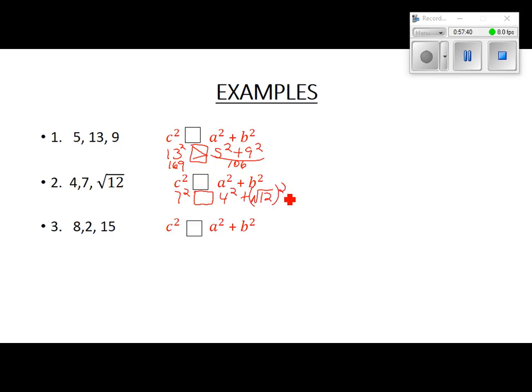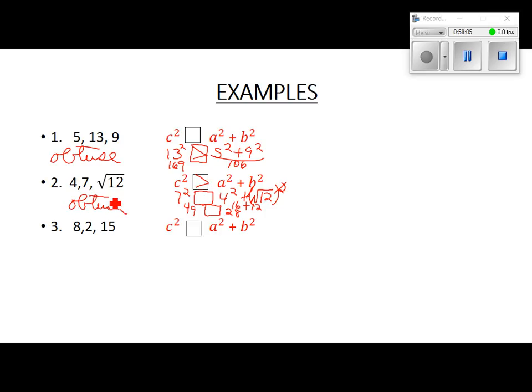What is this? Plus 12. So that's going to be 16 plus 12. What is 16 plus 12? 28, right? 49. This one right here is bigger again, right? So what kind of triangle? Obtuse again. The C side's bigger, then it's an obtuse triangle.